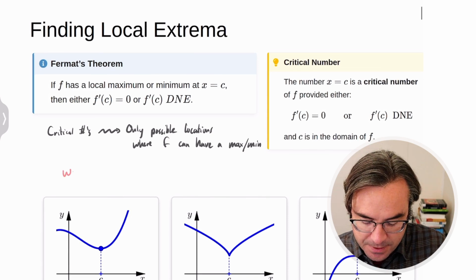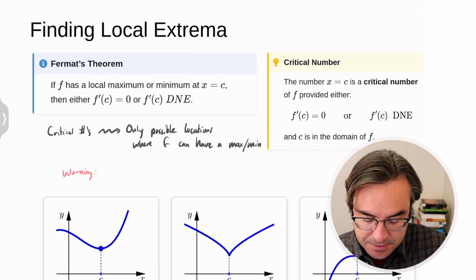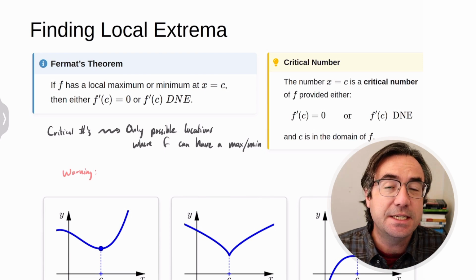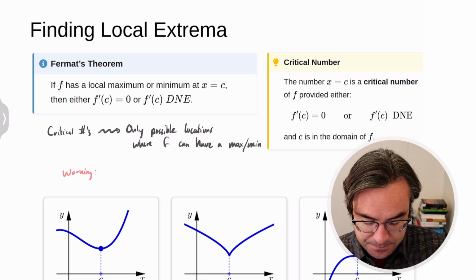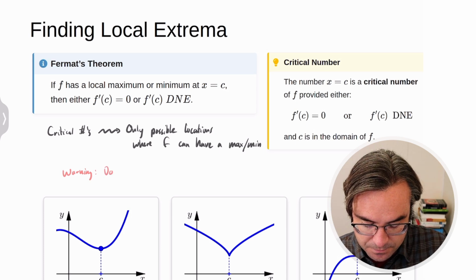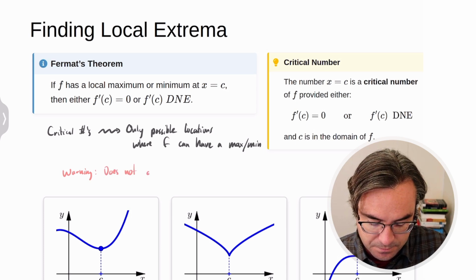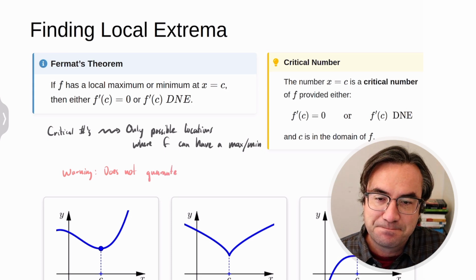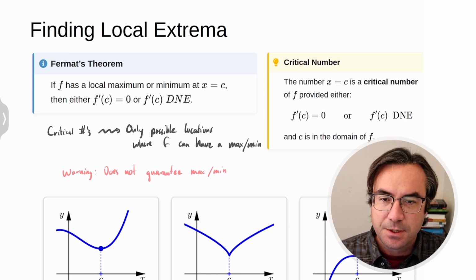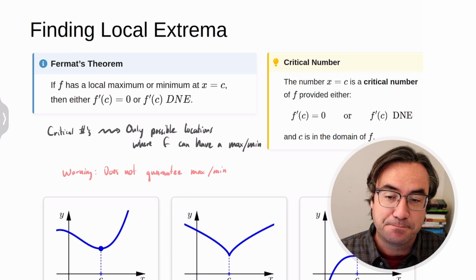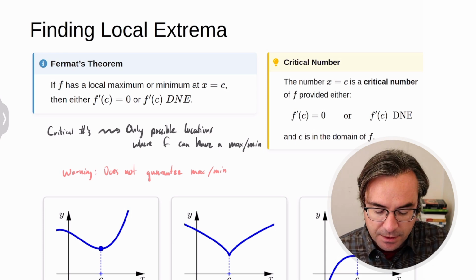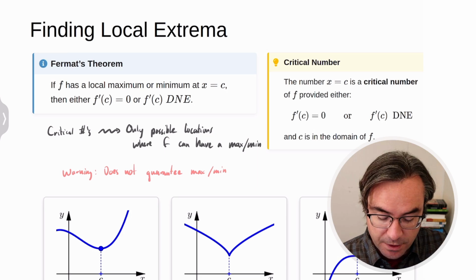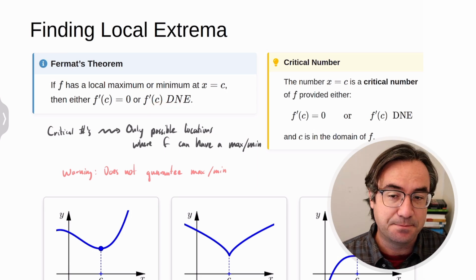So the warning here is this doesn't necessarily guarantee that a critical number is definitely going to be a max or min. It only tells us there's a possibility. All right, so let's see some examples of graphs of what it looks like if the derivative is 0, and what it looks like when the derivative does not exist.